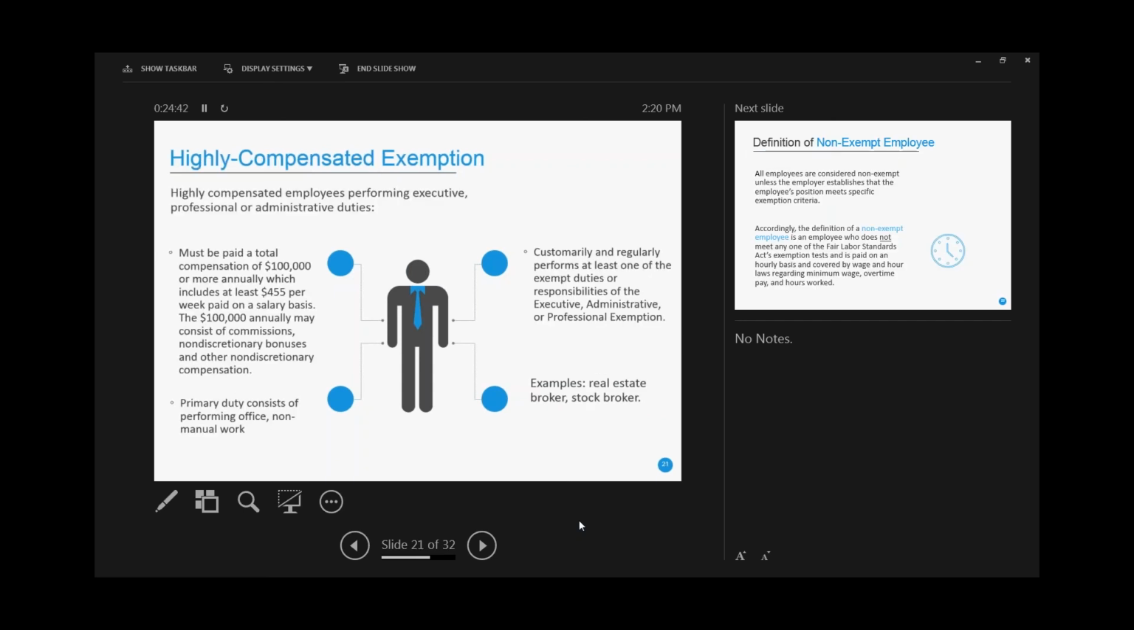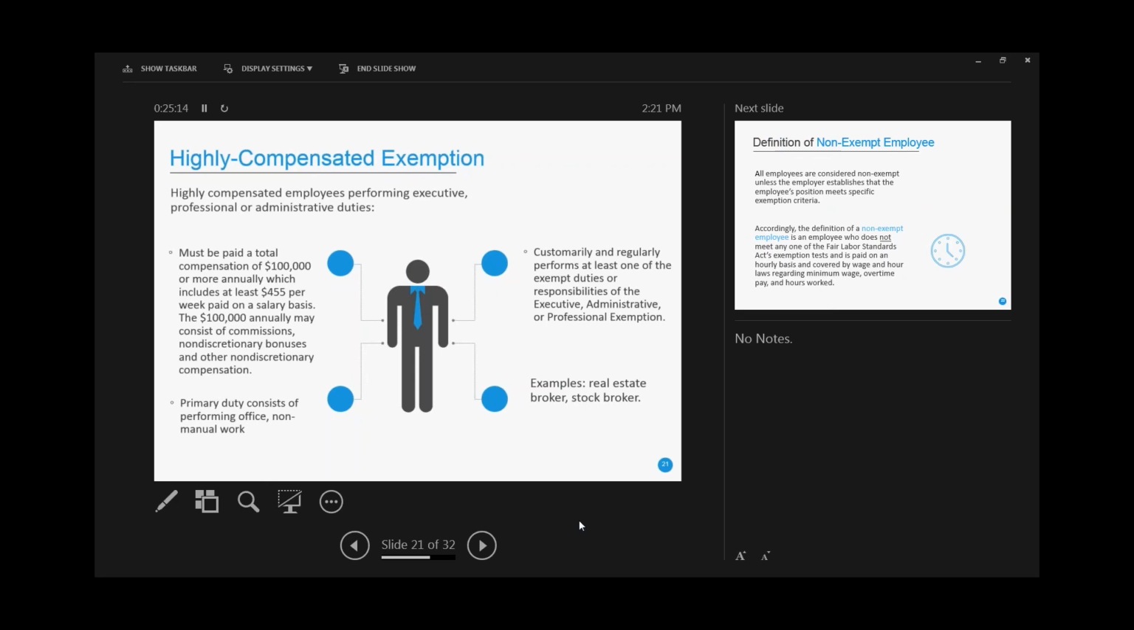And then our sixth exemption is the highly compensated exemption. So highly compensated employees performing executive, professional, or administrative duties must be paid a total compensation of over $100,000, which includes at least $455 per week on a salary basis. What this means is that as long as they're getting $455 per week, but then maybe bonuses take them over $100,000, then you can have that highly compensated exemption.